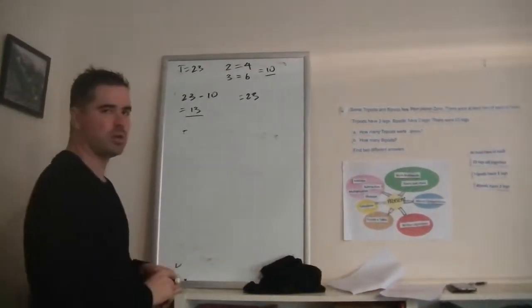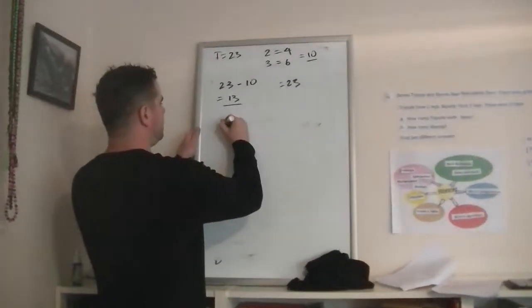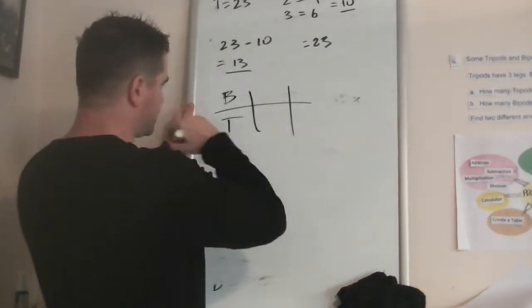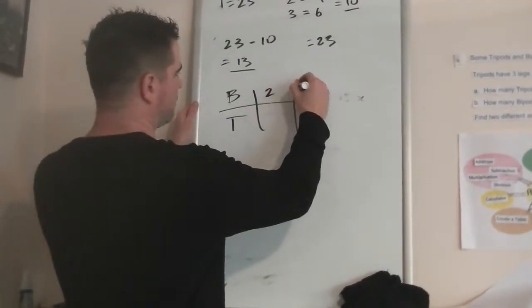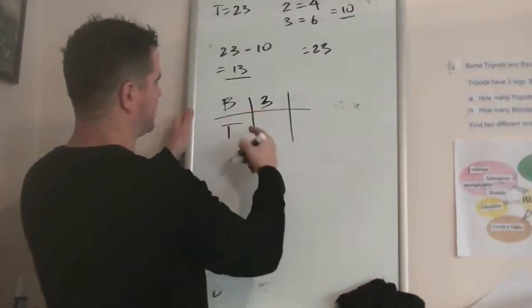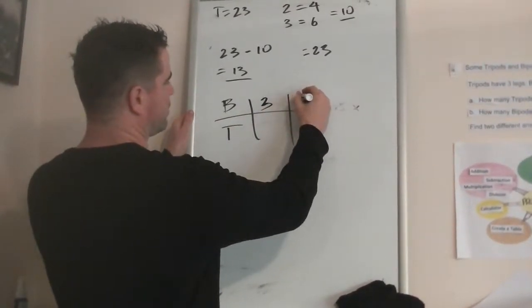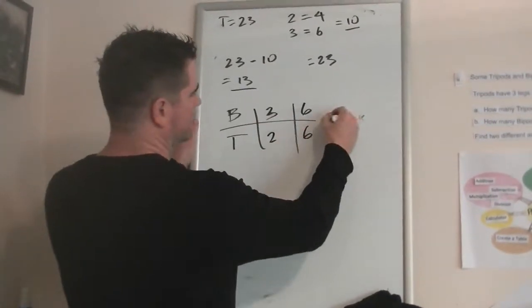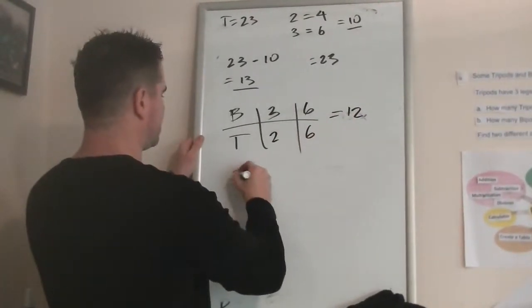So once again, we are just looking for the number 13. So bipods, tripods. Alright, so if we say bipods 2 again, oh no, we wouldn't say 2 because we already know it's the answer. Let's say 3, that would equal 6. Tripods 2, that would equal 6. 12, it's not quite enough.